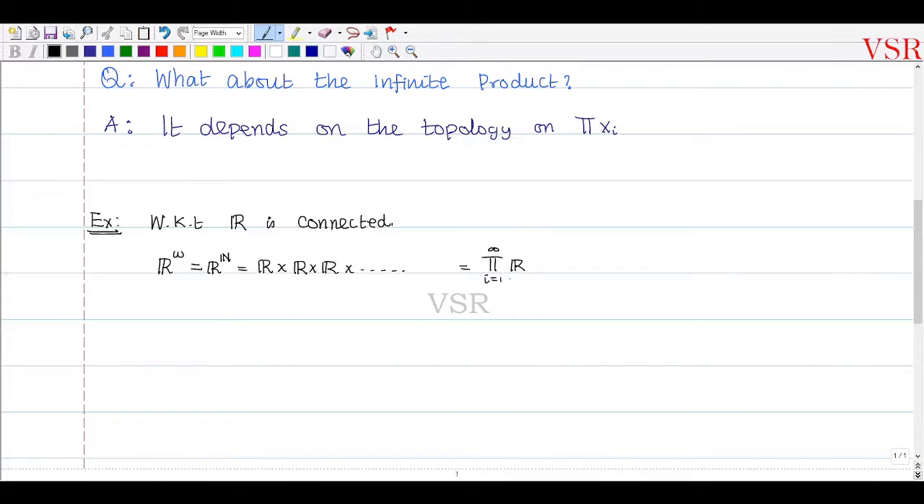We denote this as the set of all sequences xn such that each xn belongs to R. That is, it is the countably infinite product of R, that is, countably infinite copies of R.